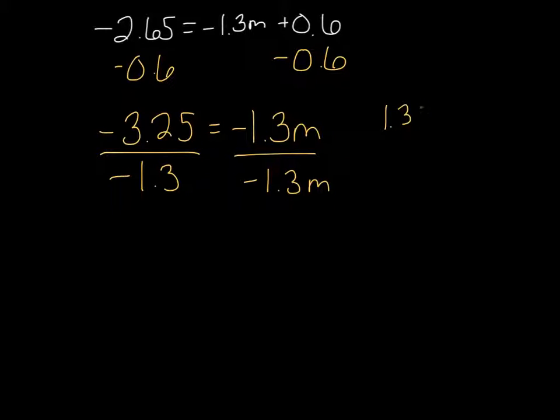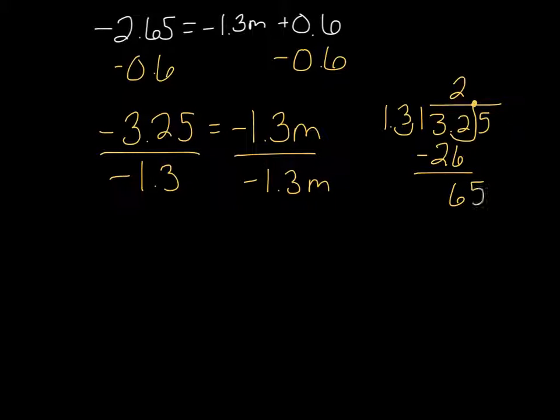So 1.3 into 3.25. We'll move that and bring that up here. Okay, 13 times 3 would be 39, which is too large, so we'll say 2, which gives us 26. Subtract, you get 65, and then 13 goes into 65 5 times. So 2.5 equals m, and it's going to be positive because we have two negatives here.